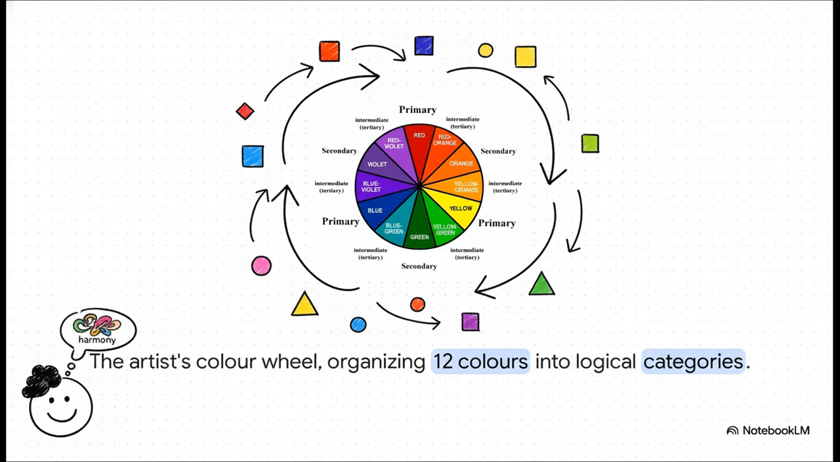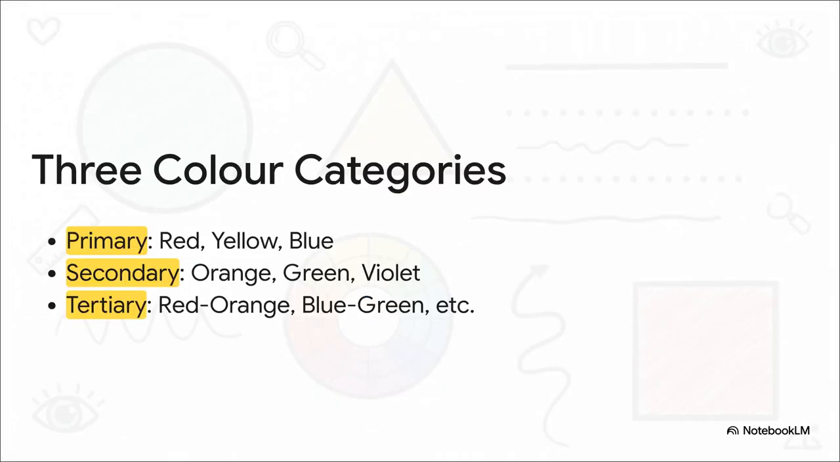For a designer, this is the ultimate guide to achieving unity, that feeling where everything in a design just clicks and belongs together. The wheel is really built from 3 simple layers. You start with your primary colors, red, yellow, and blue. You can't mix anything to get these. Then, you mix those primaries to get your secondary colors. And finally, mix a primary with a secondary, and you get your tertiary colors, like that nice blue-green.